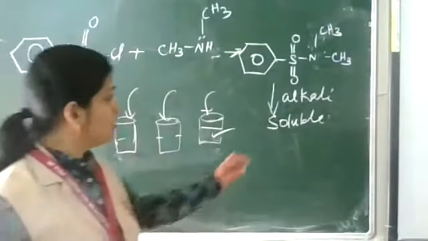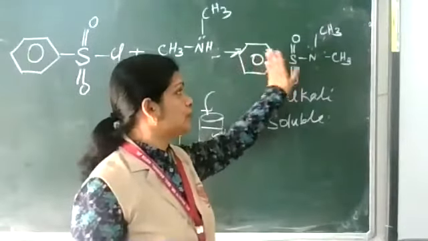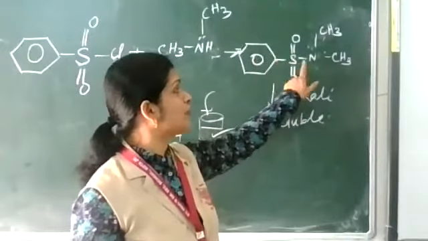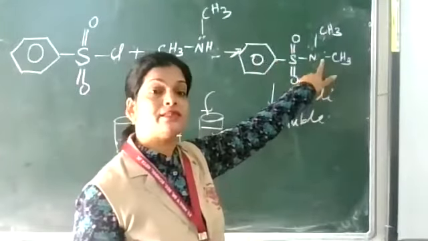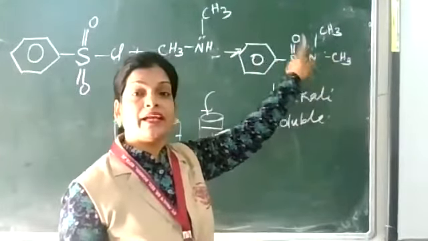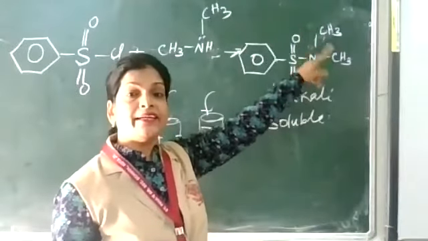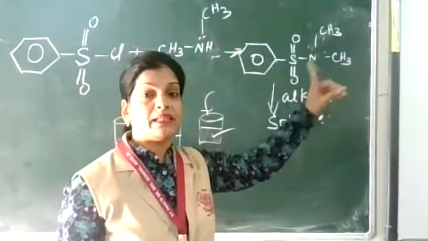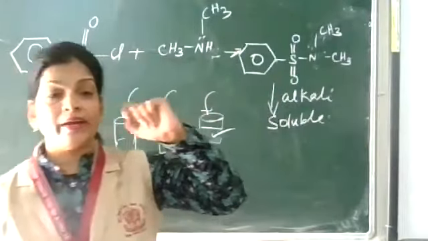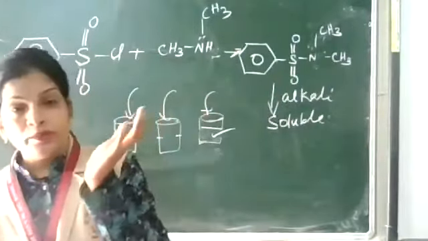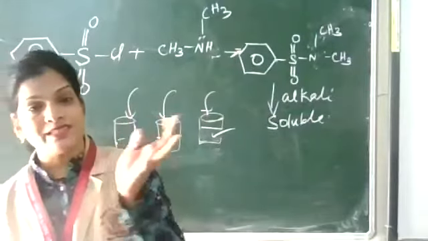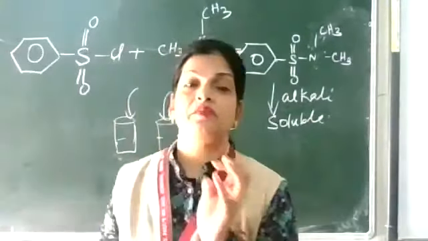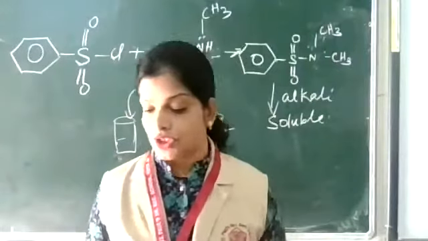While naming, you should take care that this side is the parent. This is benzene sulfonamide. You have NH that is substituted with N-methyl here, so N,N-dimethyl benzene sulfonamide. That is how, using Hinsberg reagent or benzene sulfonyl chloride, you can distinguish between primary, secondary, and tertiary.